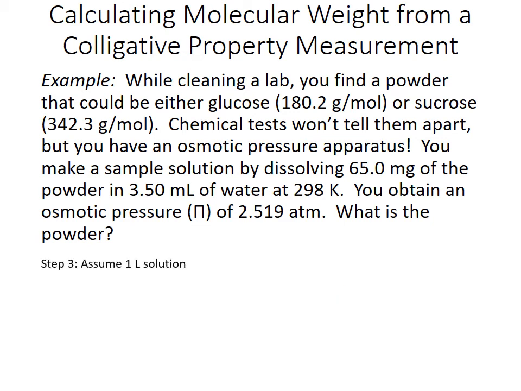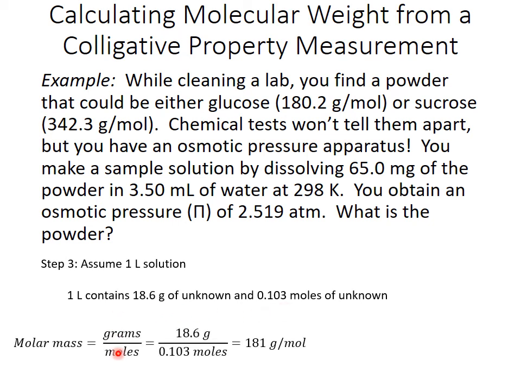Step 3, we're going to assume 1 liter of the solution. Based on our concentrations that we calculated, 1 liter contains 18.6 grams of unknown and 0.103 moles of unknown. Molar mass is grams over moles. We put our grams over our moles, and we get a final molar mass of 181 grams per mole. If we compare this to the two possible molar masses, our unknown powder is clearly glucose because our measured value is very close to the predicted value.